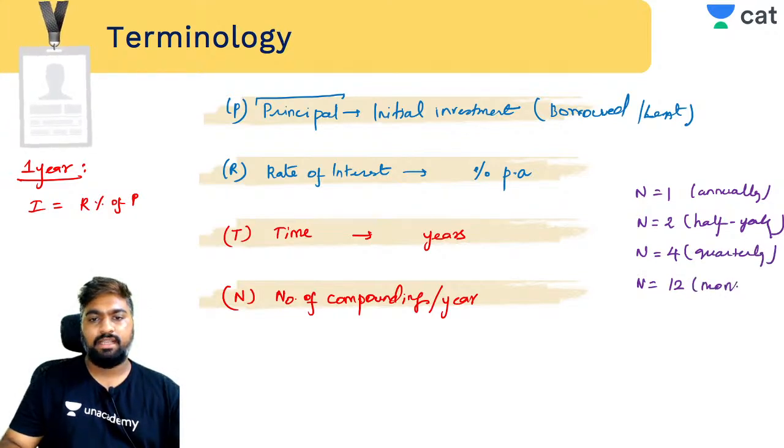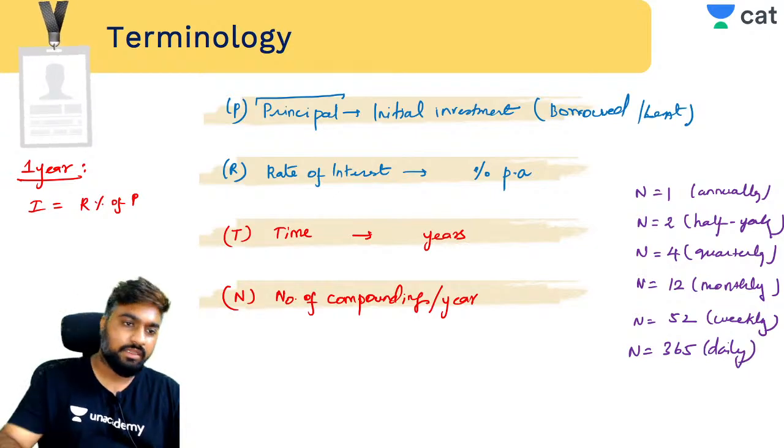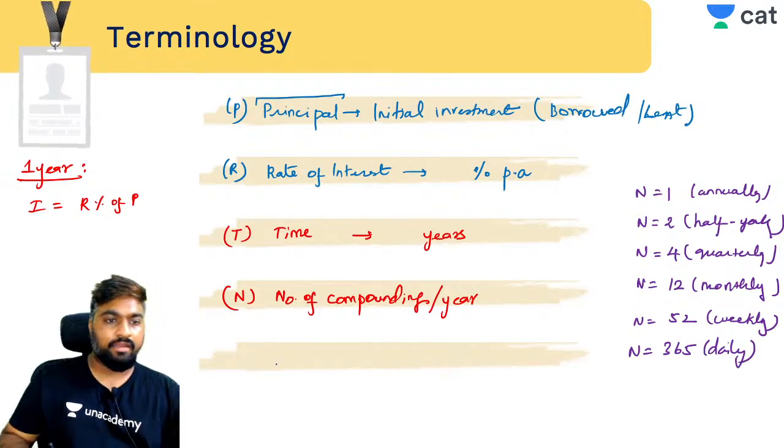If it is weekly, once every week, and there are 52 weeks in a year, so 52 times. If it is daily, then it will be 365, because there are 365 days in a year. Yes, this is daily, and so on. And finally would be your I, interest.